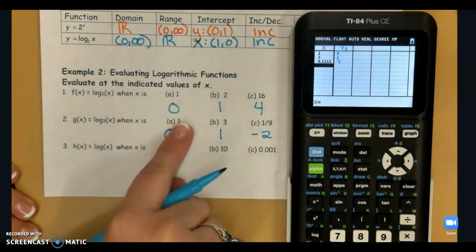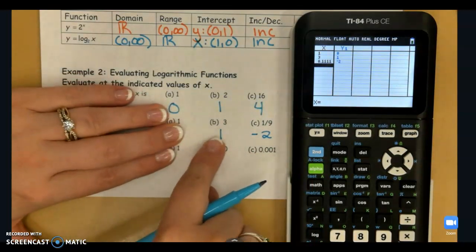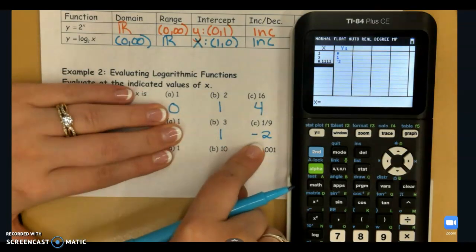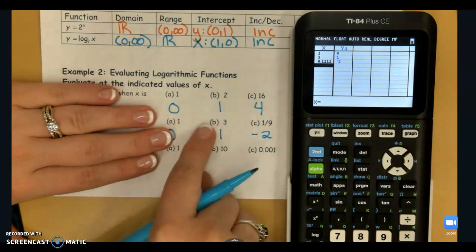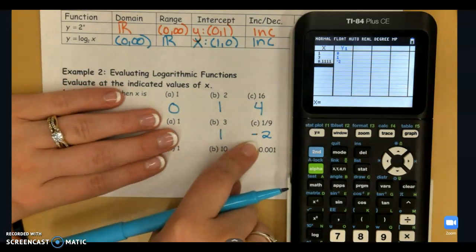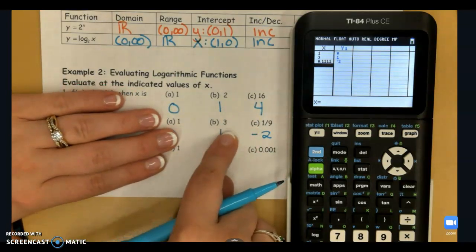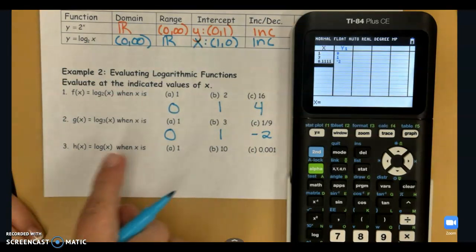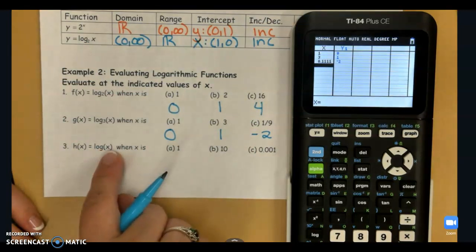So again, for 1, my output was 0. For 3, I got a positive value, but then 1/9 gave me negative. So noticing the difference here, this was a value greater than 1, and this was a value less than 1. That caused me to go from a positive to a negative output. And now let's go on to the third one, log x.